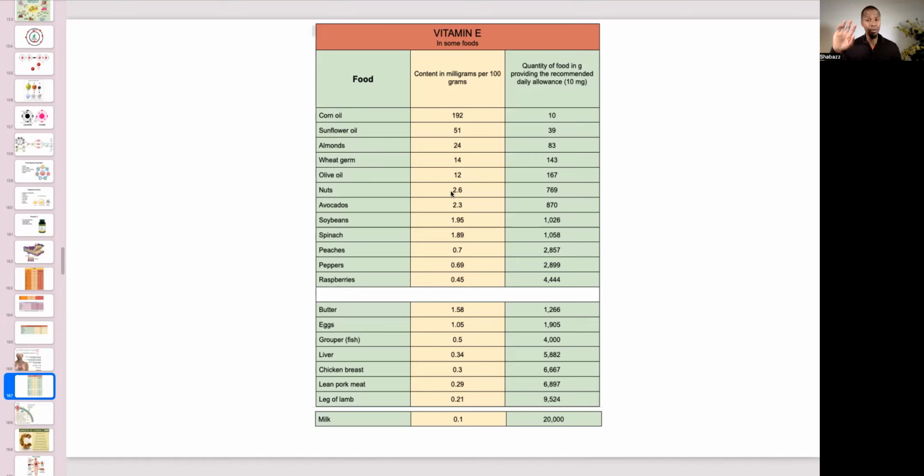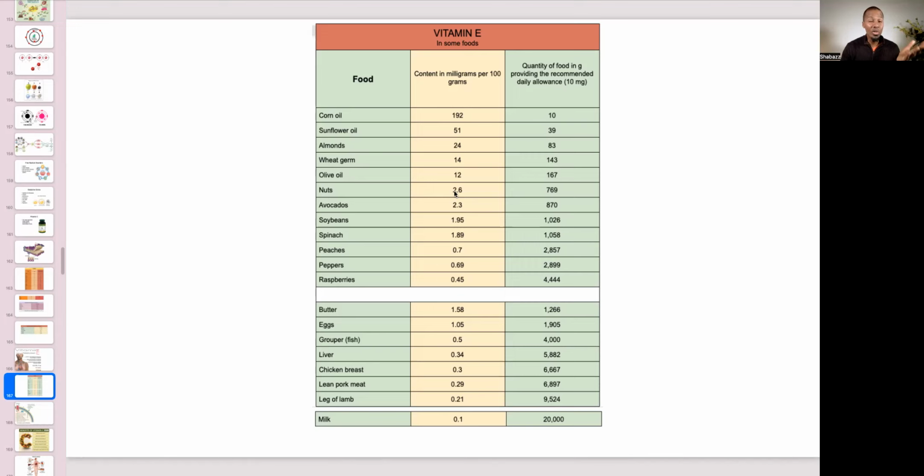Nuts. Now, we already covered almonds. So when you talk about these nuts, we're talking about cashews, peanuts, macadamia nuts, and pecans.